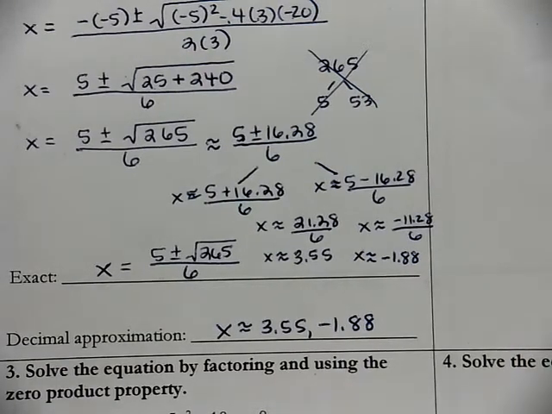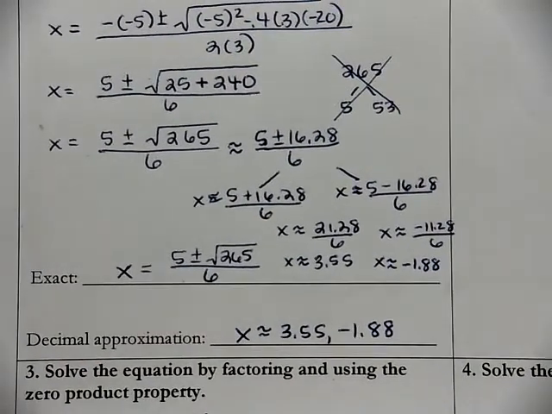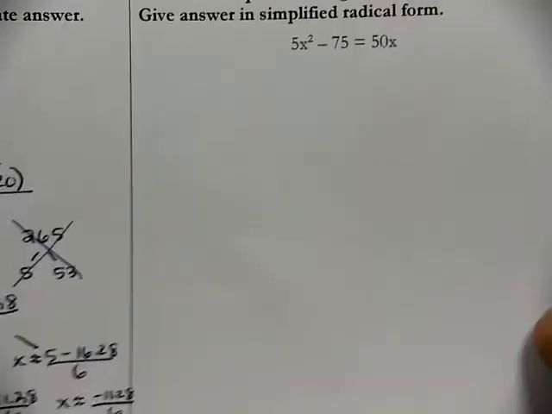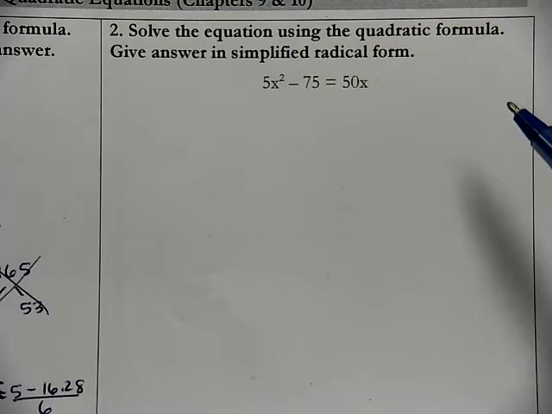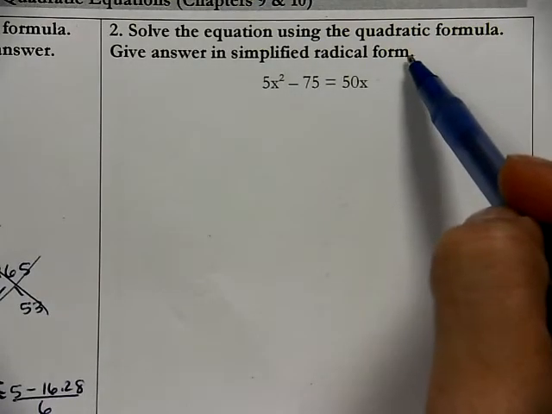All right. That was the quadratic formula. And again, the reason we used that was because it was in standard form. Now, sometimes it's easier to factor when an equation is in standard form, but this time it will not be easily factored, so we use the quadratic formula. Switch it on to number 2. This again says to use the quadratic formula, and it wants the answer in simplified radical form. That means it's not a decimal.